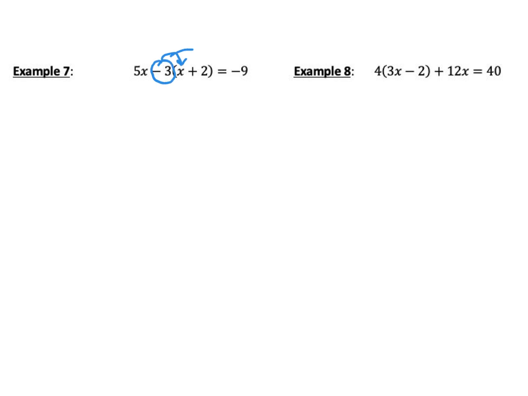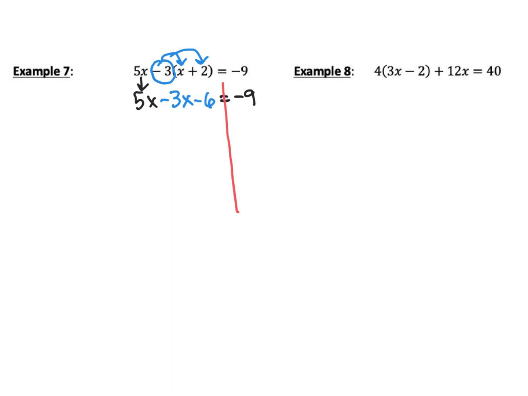Negative 3, multiply it in. So I still have my 5x. He comes down. I have negative 3 times x is negative 3x. And I'm going to put that in blue to show us what we did. So negative 3x. Then I have negative 3 times 2 is negative 6. I still have equals negative 9. So notice what we changed was just multiplying in that negative 3.